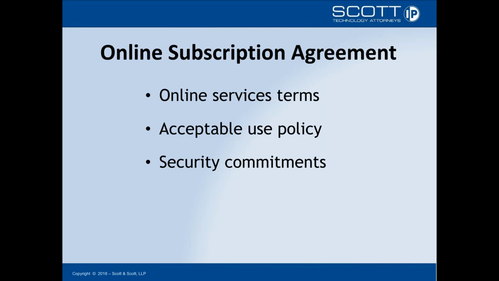So what's in the online subscription agreement? It's going to have the online terms. It's going to talk about acceptable use policy. And most importantly, it's going to contain the security commitments. The security commitments are critically important because as a regulated entity, almost all of the federal regulations involving IT are going to require you to do a risk assessment and due diligence on all of your vendors, including Microsoft. And the disclosure of the vendor security commitments is a critical part of that due diligence.